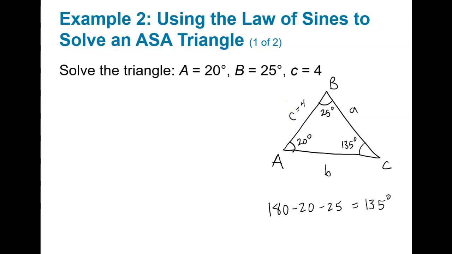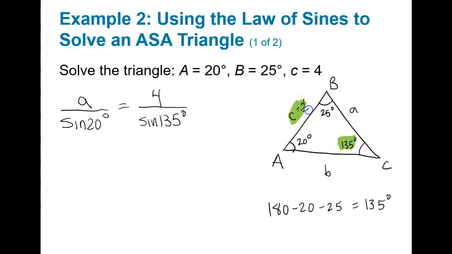So now I know a side length and the angle opposite that side length. So I can set up the law of sines with the other sides. So I get A over the sine of 20 degrees is equal to C, which is 4, over the sine of 135 degrees. Again, there has to be a known side length and angle opposite pairing to be able to set up the law of sines.